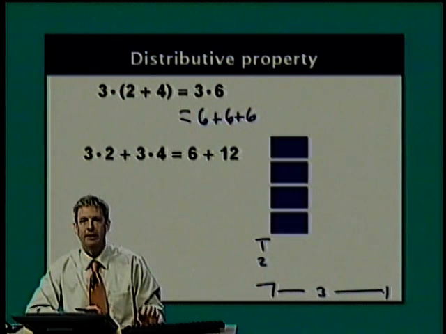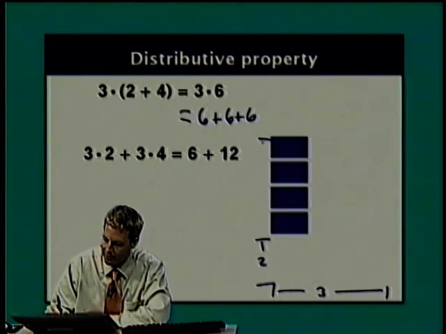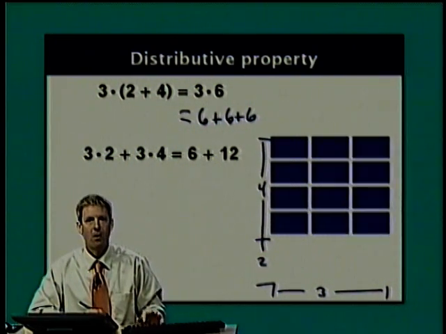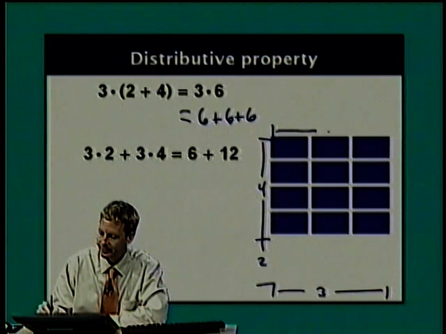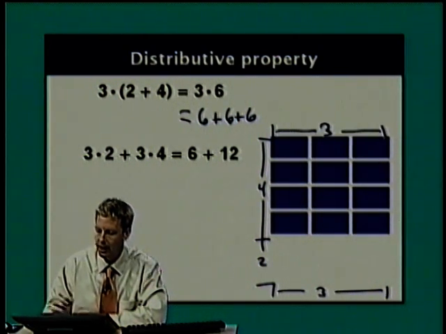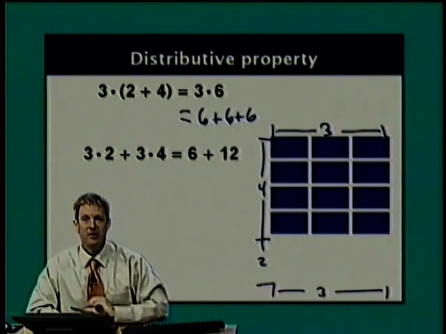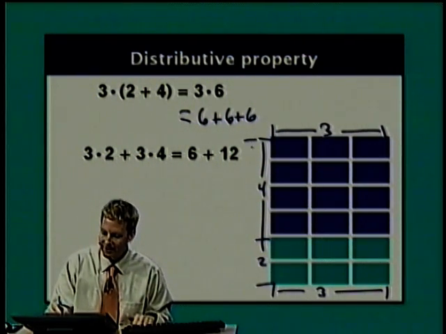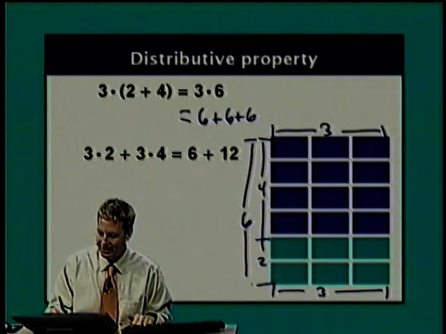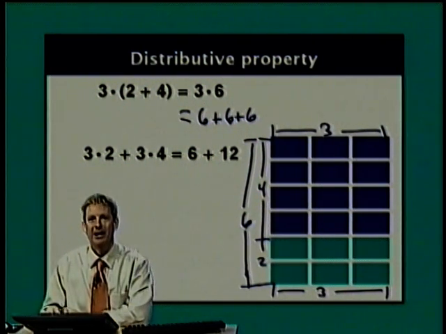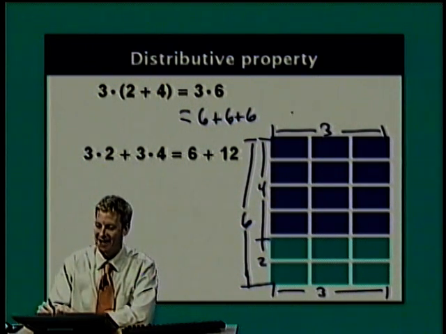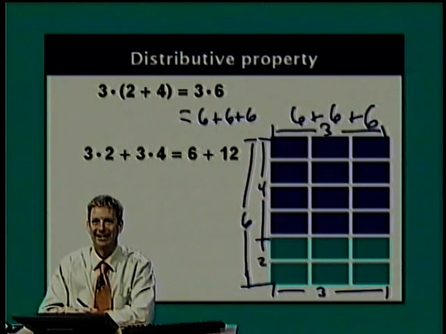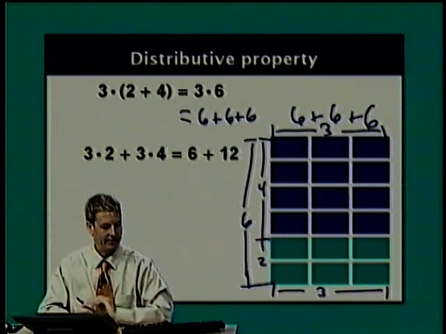3 times 4 means we're going to start with 4 objects, and we're going to count those 4 objects 3 times. So when we add our 3 times 2 to our 3 times 4, check out what we have. We have 6 objects counted 3 times. We have 6 plus 6 plus 6. Pretty darn slick.